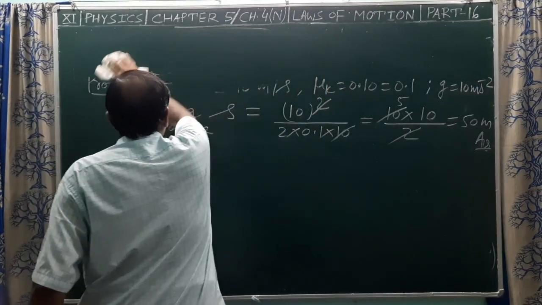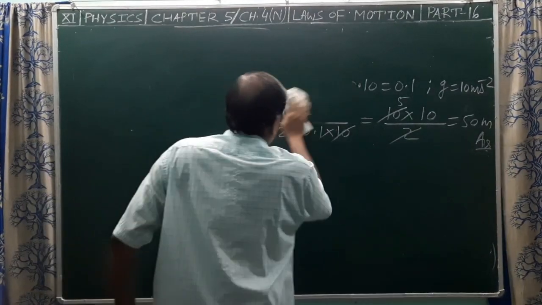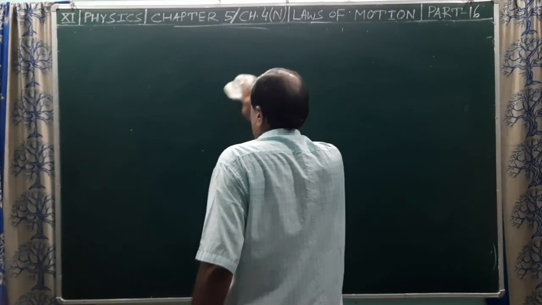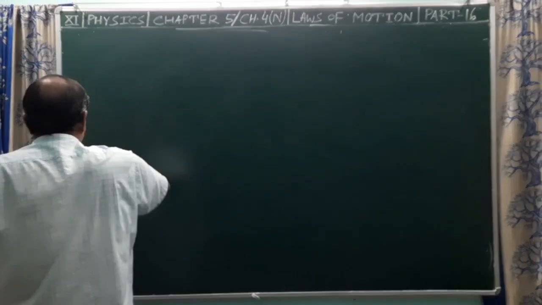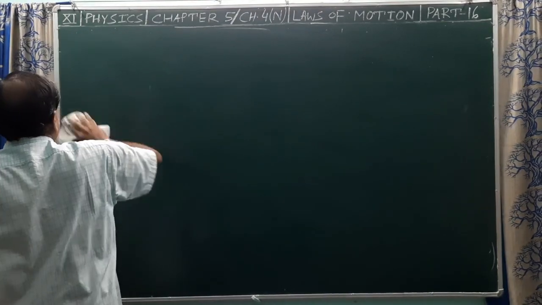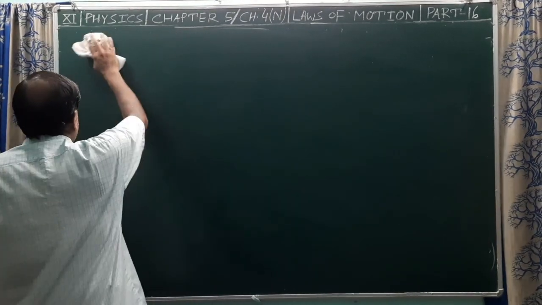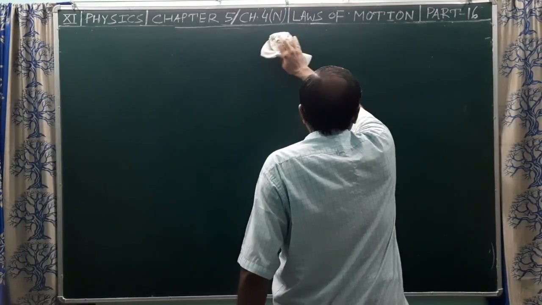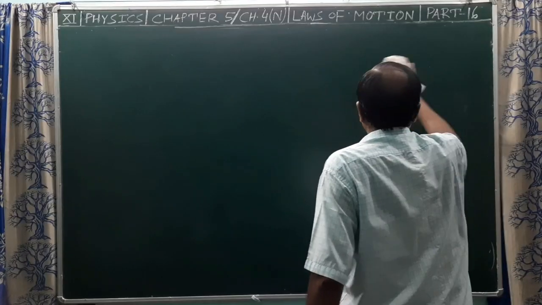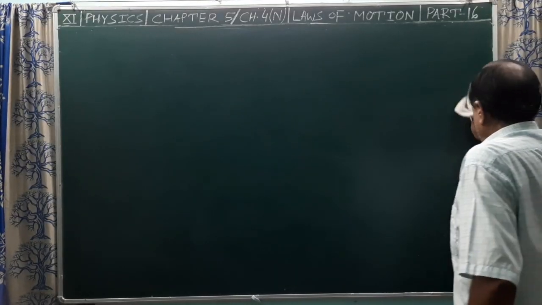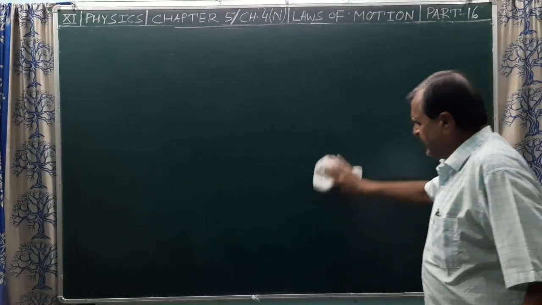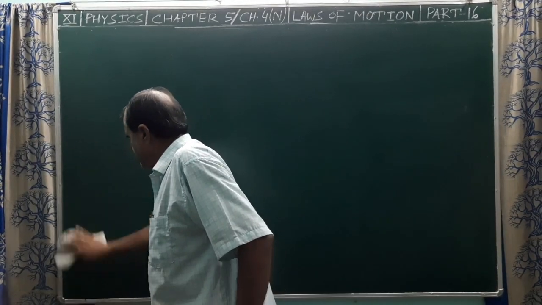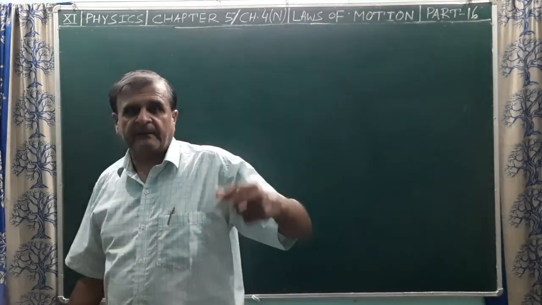Suppose a block of mass m lies on a rough inclined plane. If the inclination of the rough inclined plane is increased and the inclination exceeds the angle of repose, then that block moves itself without any external force.